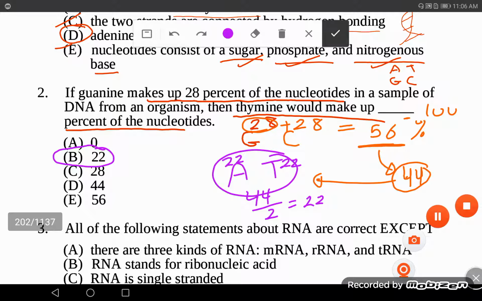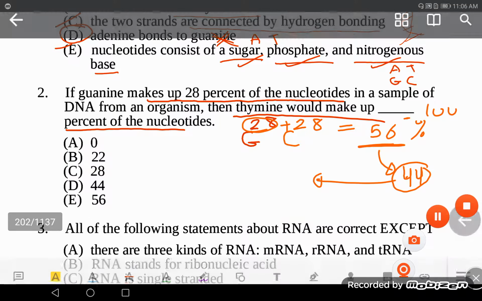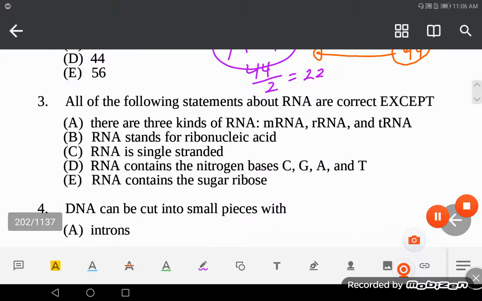I hope it's clear. And now let us move to the third question.